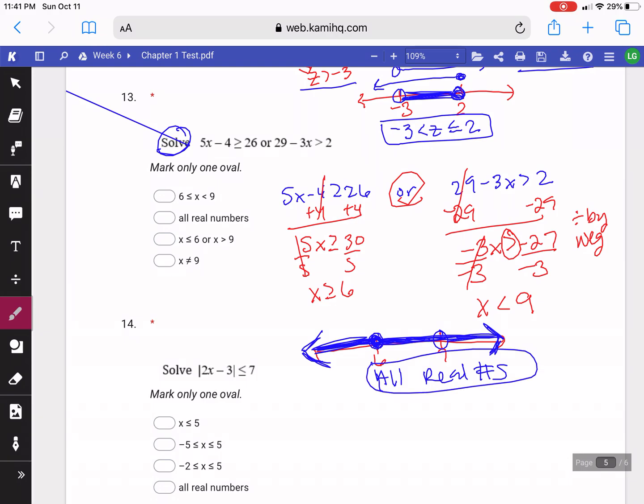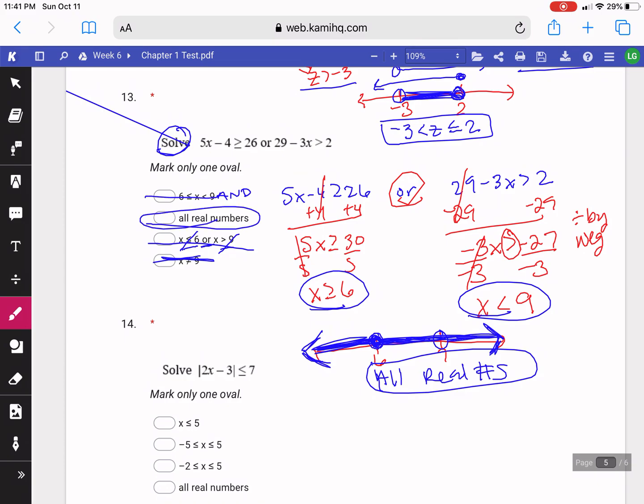So a lot of you, since you didn't actually graph it, you put the wrong answer. Some of you put the one that had OR, but if you look here, it's x greater than or equal to 6, not less than or equal to 6, and it's x is less than 9, not x is greater than 9. And then the first answer was for an AND problem. This was not an AND problem, it was an OR. So our answer was all real numbers.